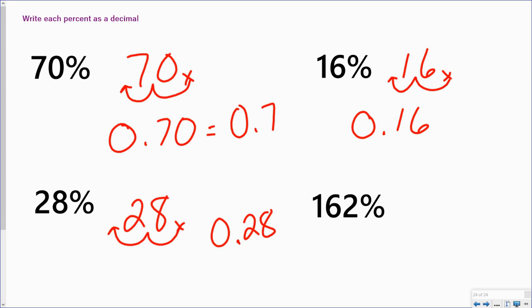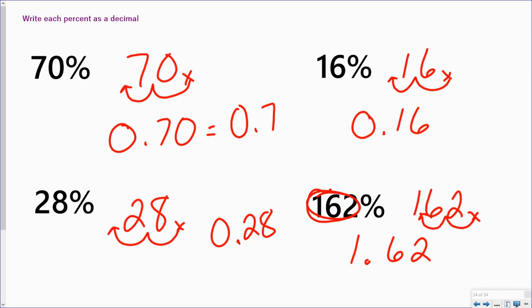Last one here, I have 162%. So 162 is a whole number, and again, my decimal is right here. I move it once, twice. Now my decimal is sitting between the 1 and the 6. So it would be 1 and 62 hundredths. And again, because I'm over 100% here, that means I'm going to have a whole number of 1.